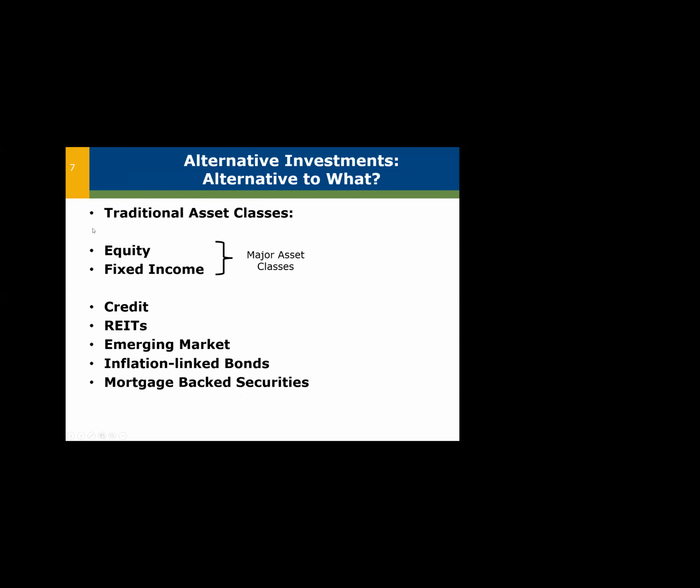So we talked about equity and fixed income, and these are the two core assets. You can think of it very broadly as equity being owning and fixed income being lending. And then we have other traditional asset classes. So credit, which is a little bit of a mixture between equity and fixed income. REITs, which is the publicly listed version of commercial real estate. Emerging markets, inflation-linked bonds, mortgage-backed securities.